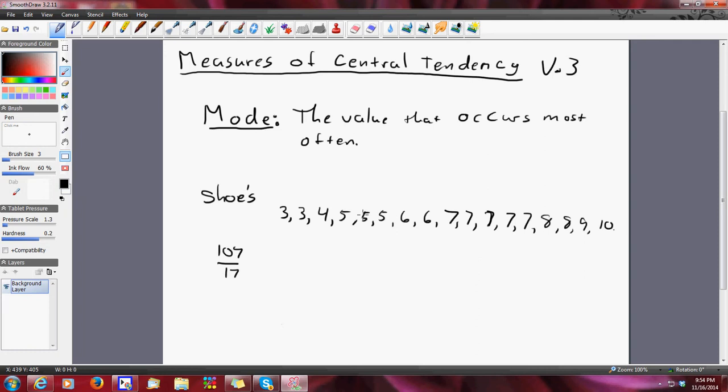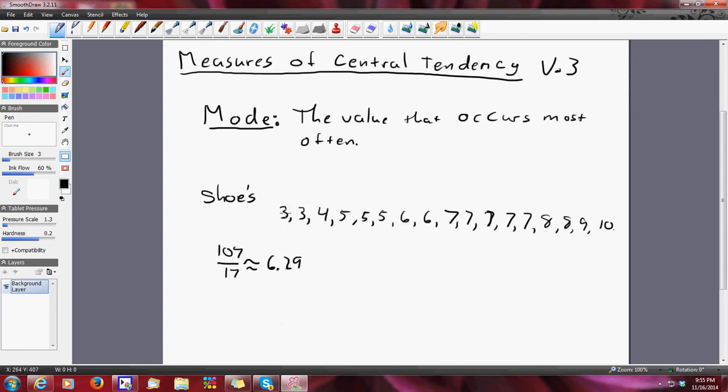Actually, I do have a calculator, and it ends up being 6.29. And yeah, that's interesting, but it's not really all that helpful because the fact of the matter is we don't sell shoe sizes at 6.29.